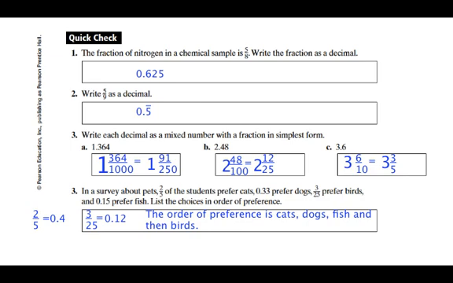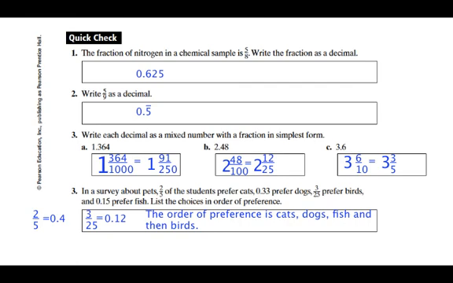For part B, we have 2 and 48 hundredths. 4 goes into both 48 and 100. So we end up with 2 and 12 25ths. C is 3 and 6/10. You can divide both by 2, so we end up with 3 and 3/5.